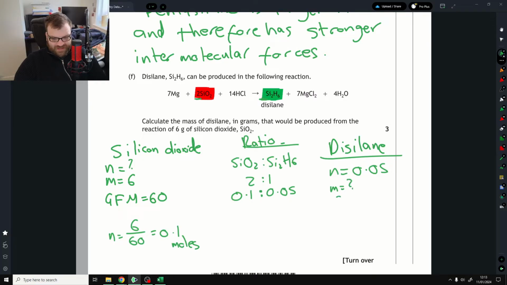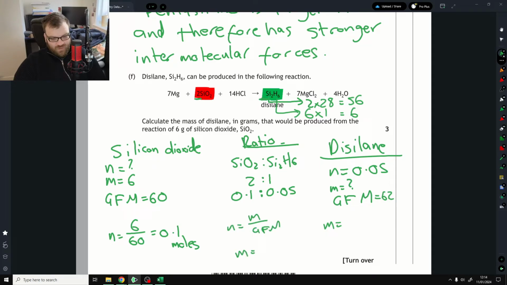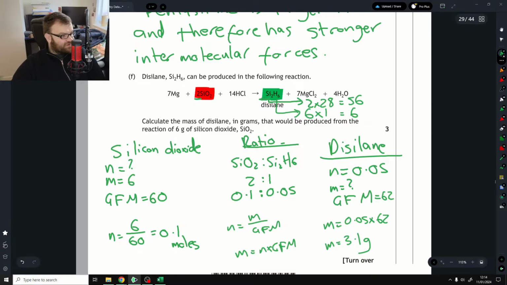I want the mass. I can figure out the GFM. We've got 2 silicons, which is 2 times 28. We have got 6 hydrogens. Hydrogen, again, is 1, in that data booklet. This would give you 56 plus 6, which will be 62. And to get our final answer, if N equals M over GFM, then M will equal N times GFM. That gives us 0.05 times 62, 3.1 grams as the final answer.